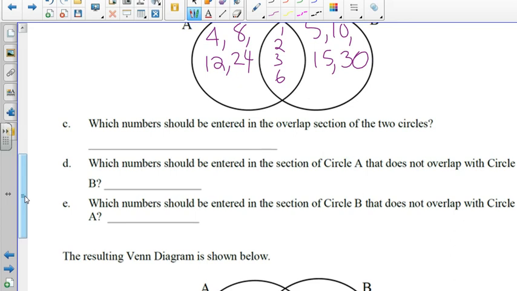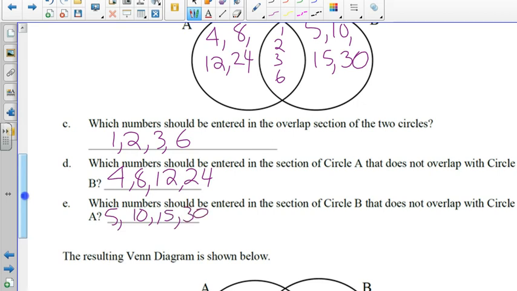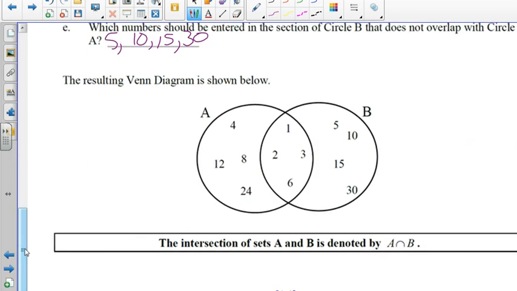Which numbers should be entered in the overlap? Things in the center. Which numbers should be entered in the section of circle A that does not overlap? The things that are not in set B, so things which only belong to set A. The resulting Venn diagram is shown below. What? All that work and it was done for us?